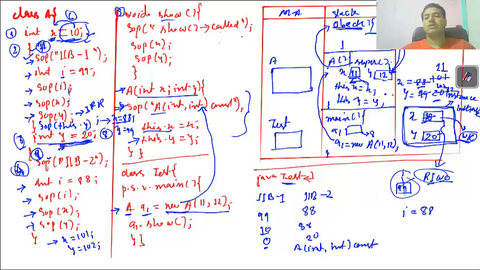Once the remaining statements of the constructor are also over, control comes back from where the constructor was called. So control comes back into this. And at that time when control is coming here, the control carries the address of that object also, so that is 1020, and it stores into A1.